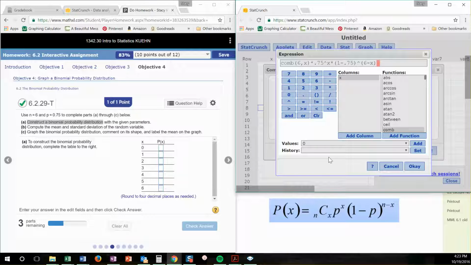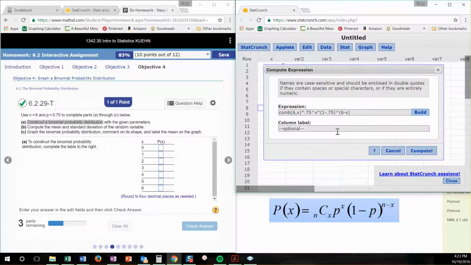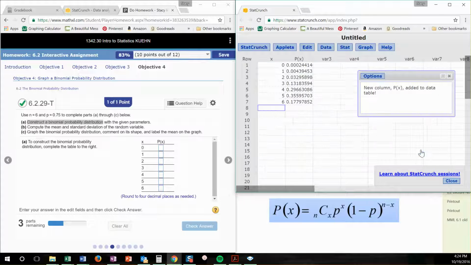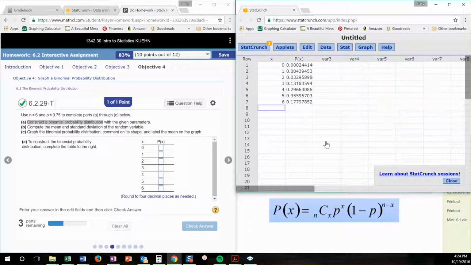Okay, now I am going to click OK, and I am going to label my column where it's going to put this data as P(X), because that's what I'm wanting this to turn out to be. So P(X). When I hit compute, StatCrunch used the formula for the probability distribution to fill in this column right here, and it used the formula for each of these x values and created the probability values that you see. Now I can take these values and round them to the nearest 4 decimal places and put them in my problem over here, which is what I'm going to do right now.